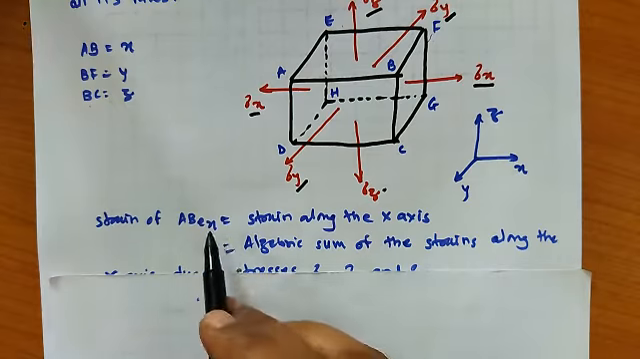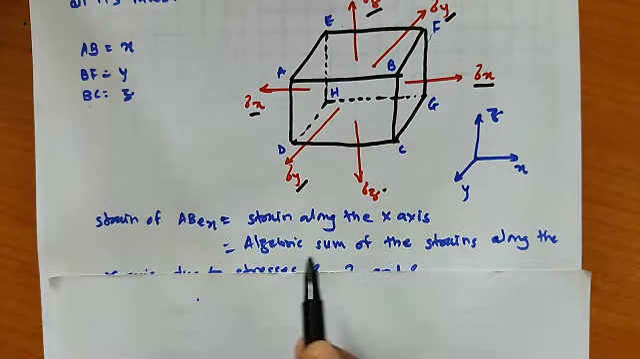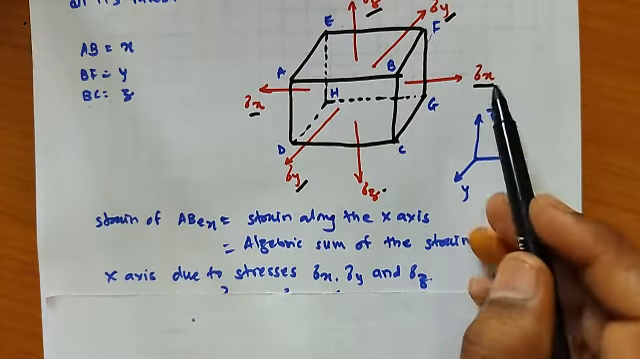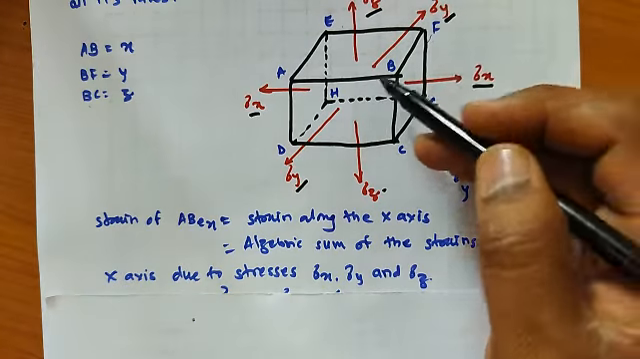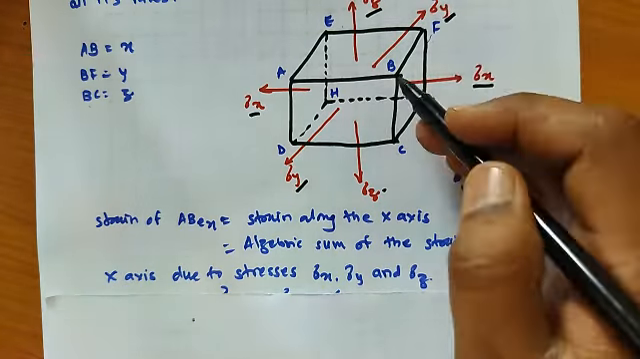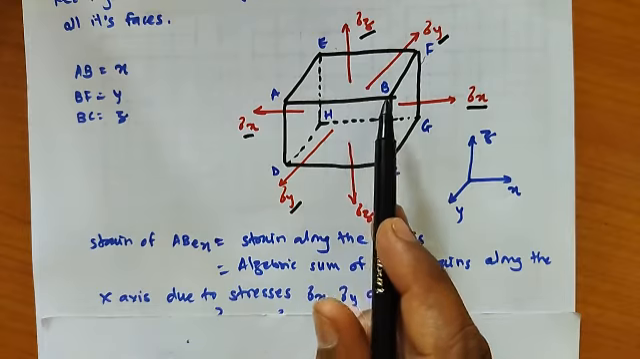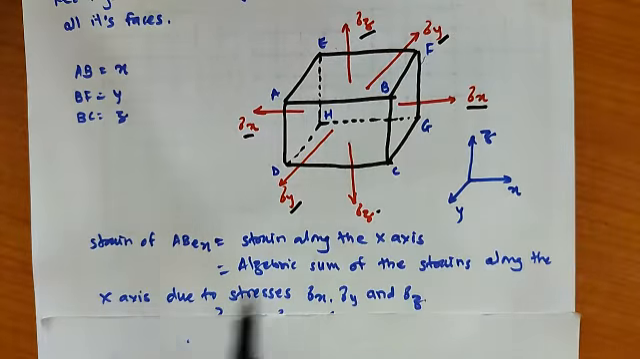Strain of AB is equal to strain along the x-axis. It is the algebraic sum of the strains along the x-axis due to the stresses sigma x, sigma y, and sigma z. Due to sigma x, the AB distance will be elongated, but due to sigma y, the AB distance will be reduced. Due to sigma z, this AB distance will be reduced. So this is the total strain in distance AB or EF.